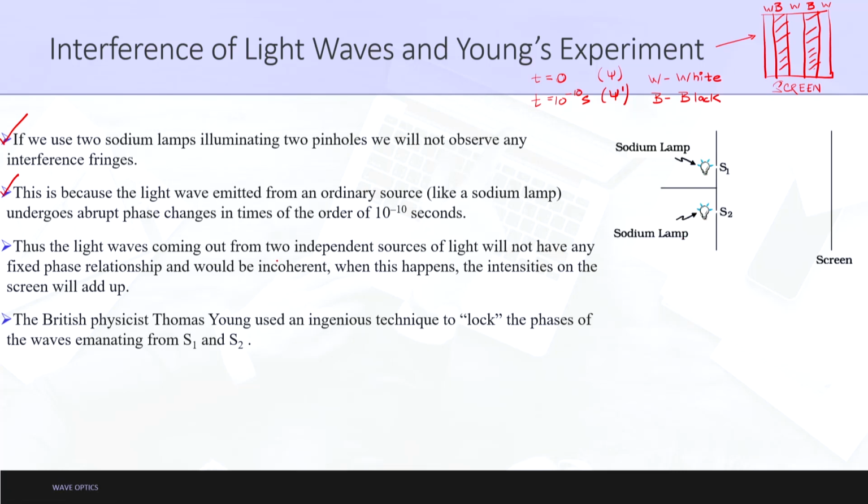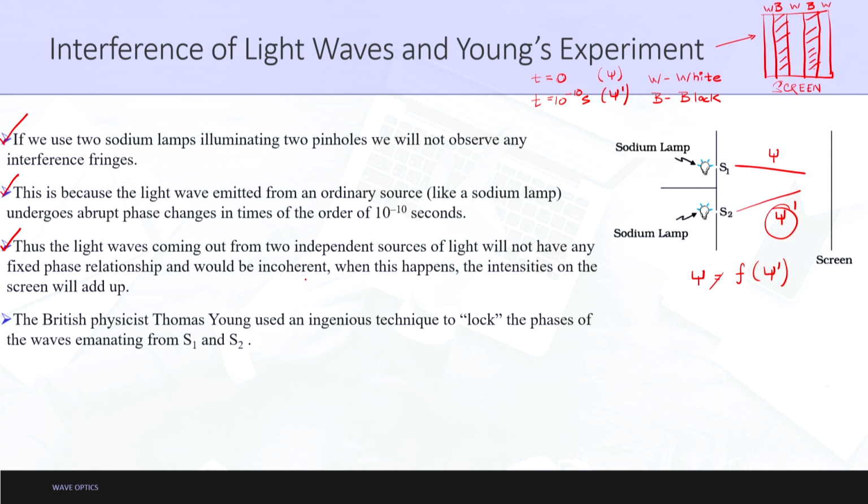So thus the light waves coming out from the two independent sources of light will not have any fixed phase relationship and would be incoherent. What does this mean? This means that a light wave coming from this source, let's say it has a phase of phi, and a light wave coming from this one, let's say it has a phase of phi dash. Now phi is never a function of phi dash. That means there is no fixed relationship between the phase of light coming from source S1 and the phase of light coming from source S2. Thus the light waves from the two independent sources will not have any fixed phase relationship and would be incoherent.